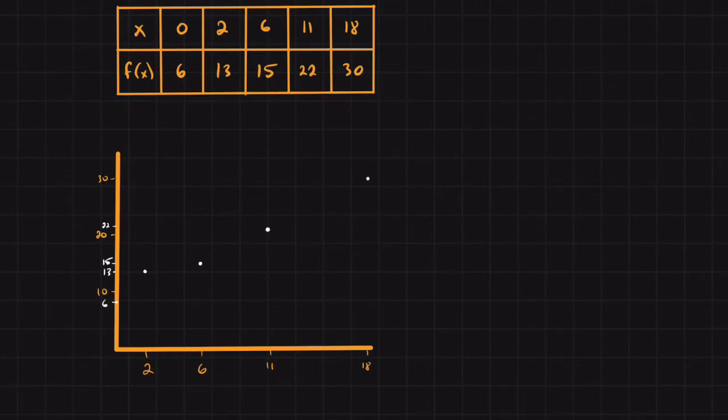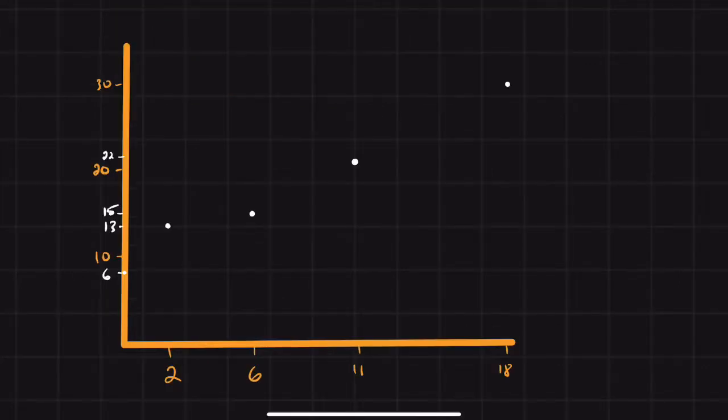Here I've plotted (0, 6), (2, 13), (6, 15), (11, 22), and (18, 30) as 5 white points. If we want to calculate the area beneath f of x using the table, then we're forced to use each of these coordinates when finding the area of each rectangle. So that first rectangle would go between the lower bound of the integral, which was 0, up until our first coordinate, which is 2. Since we're doing an RRAM, we're using the right endpoint to define the height of that first rectangle. So therefore, the height of the first rectangle is equal to 13.